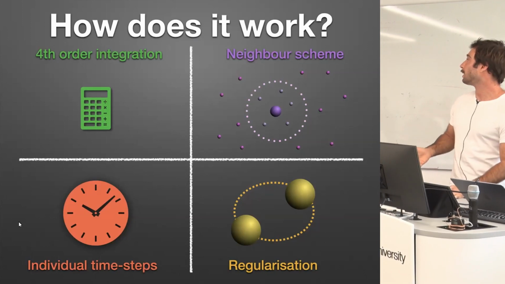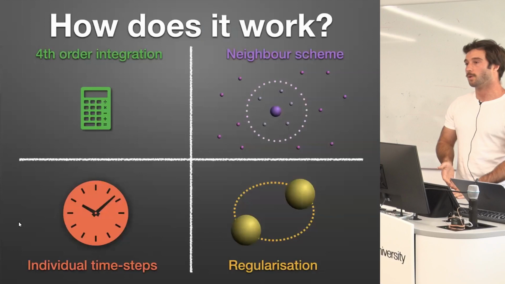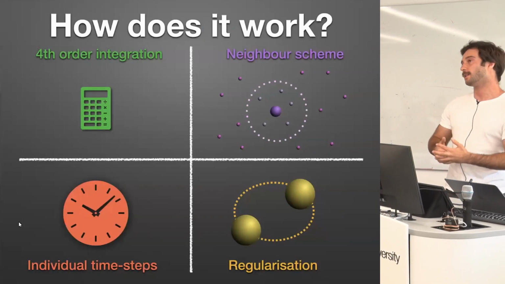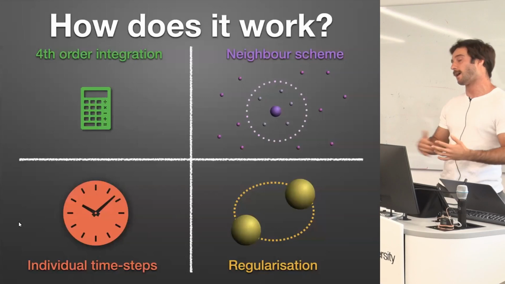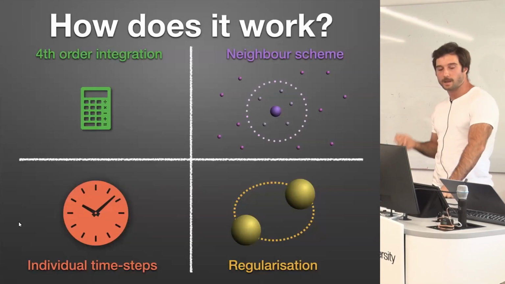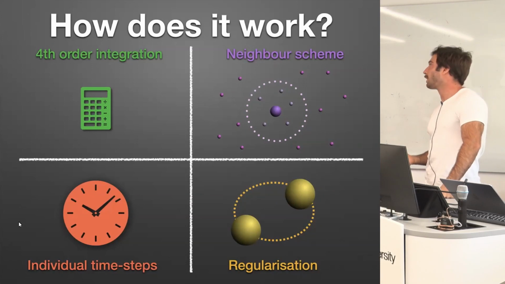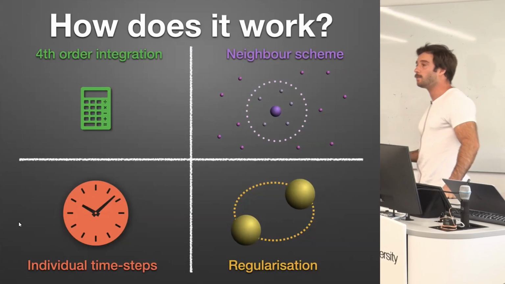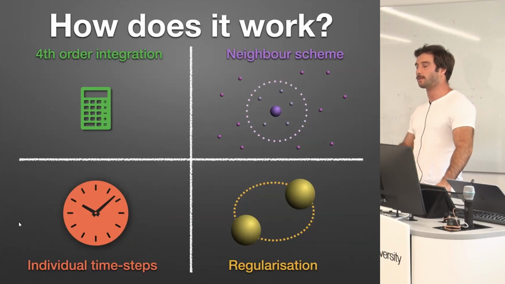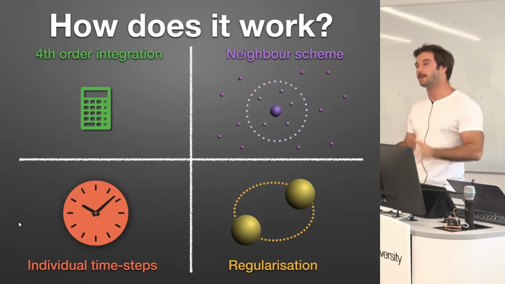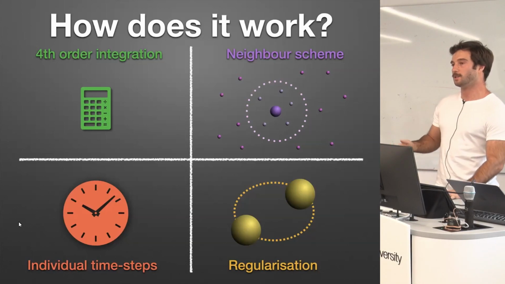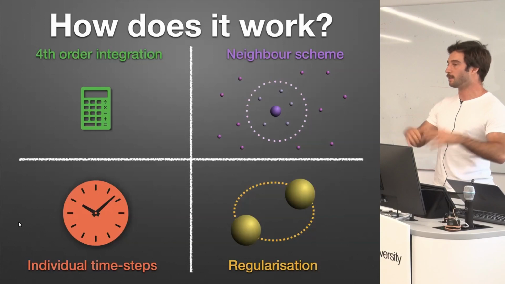In this case, NBODY6 uses a 4th order Hermite integration scheme. And this allows for efficient and accurate force calculations. In addition to that, it implements a neighbor scheme, which basically splits up the force on any given particle into both a regular and irregular component. The regular force component is the force felt due to the distant particles.